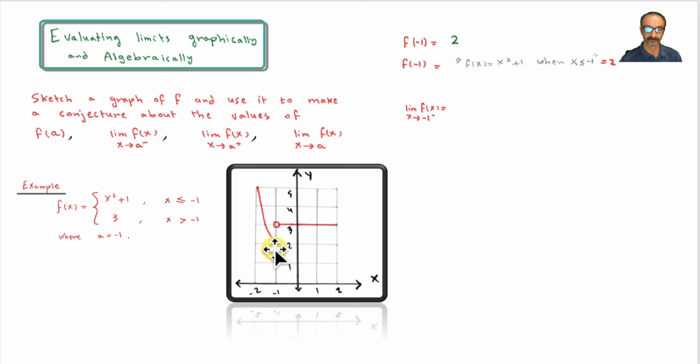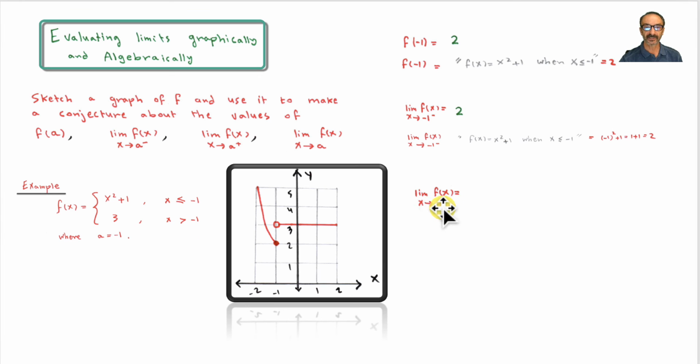Approaching negative 1 from the left will be this right here, the parabola, because this is to the left of negative 1, and which is also 2, as I said graphically. And if you want to use the algebra steps, you plug in negative 1 right here. Negative 1 squared plus 1 equals 1 plus 1, which is 2.